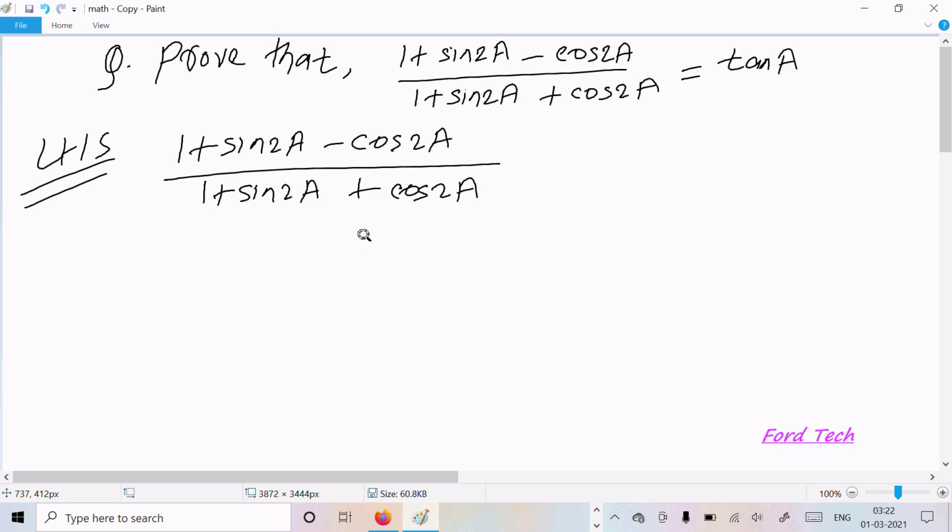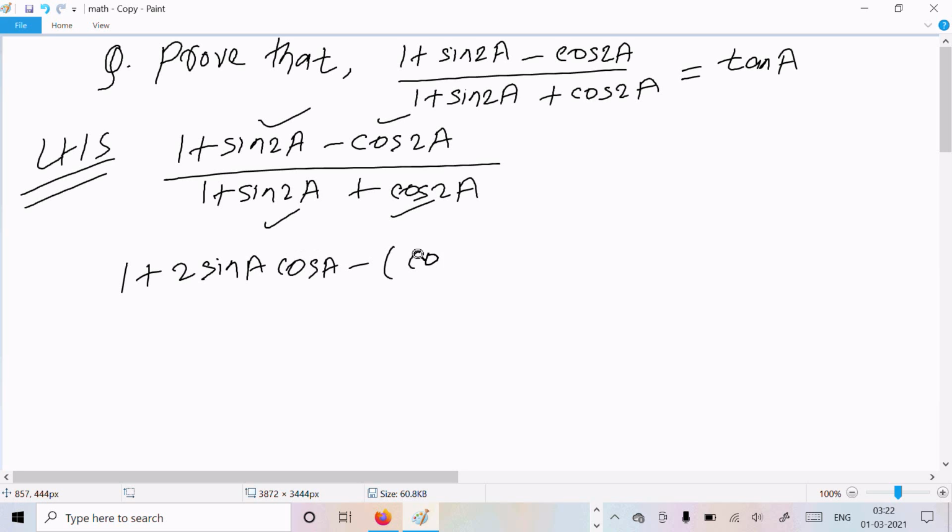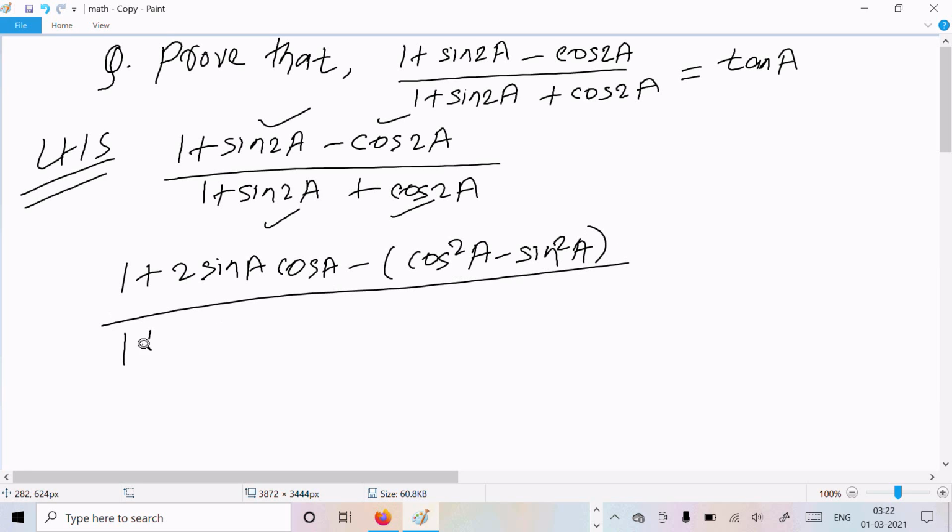Now hereafter we need to change this in the form of sine and cos. So we can write 1 + 2 sin a cos a, and for cos 2a we can write cos² a − sin² a. Now here, 1 + sin 2a we can write 2 sin a cos a, and cos 2a we can write cos² a − sin² a.